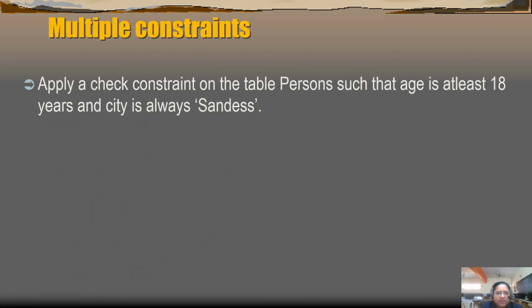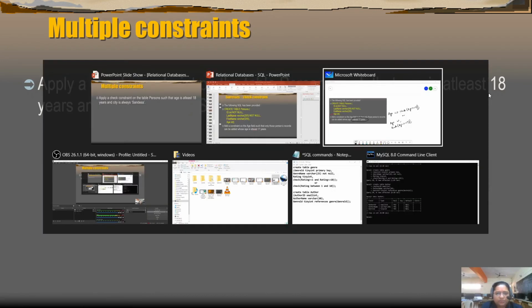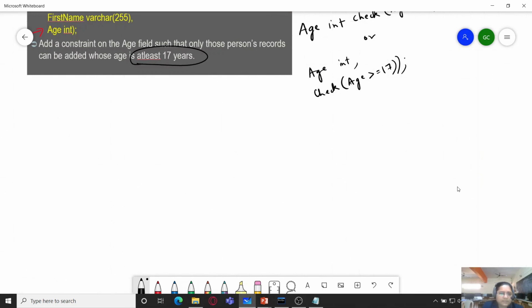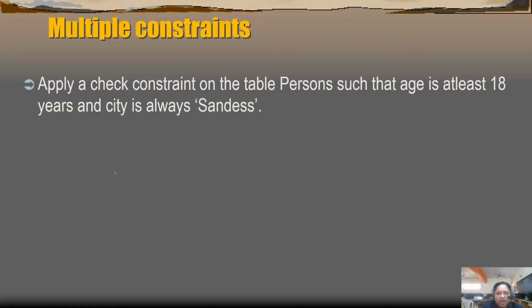Next is applying multiple constraints. Apply a check constraint on the table persons such that the age is at least 18 years and city is always Sandus. So here I am not going to create the entire table, only we will see the last one, that is age and city. So suppose the table is create table persons and it already has some arbitrary fields over here which I am not going into the details. So I only need to concentrate on age and city.